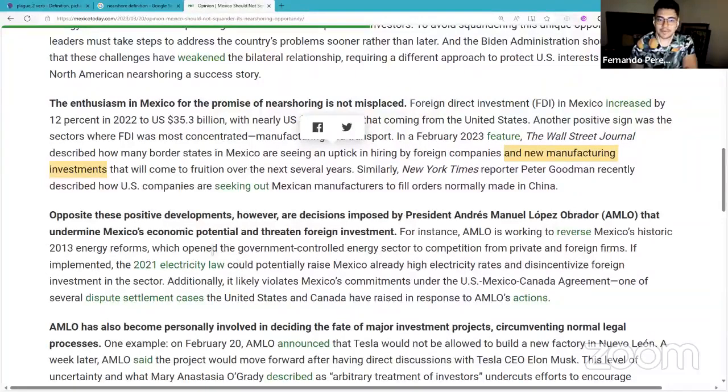This is a past participle. Opened the government-controlled energy sector. Government-controlled energy sector. That's a past participle. This is not ing, but it's ed. That's the other type of adjective that you can use.